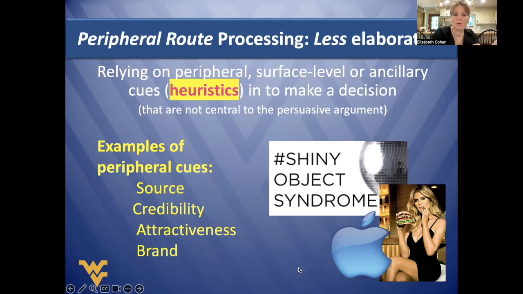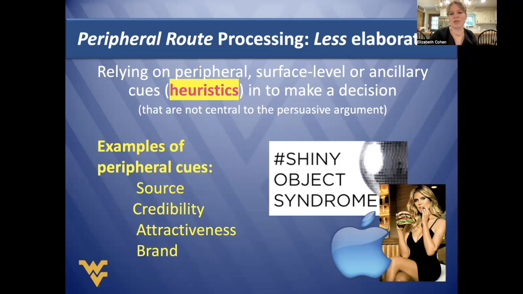So some examples of peripheral cues, and this is what we're going to spend the rest of the time talking about, is attractiveness or credibility. So like maybe I'm watching the political debate and the person doesn't make any sense at all, but I don't care because I'm like, well, they seem like they're a credible person.